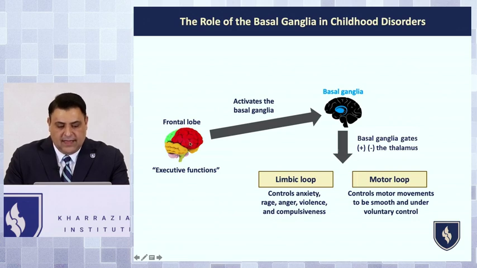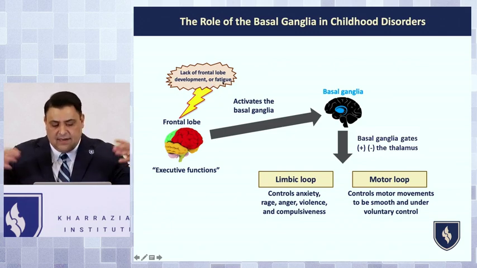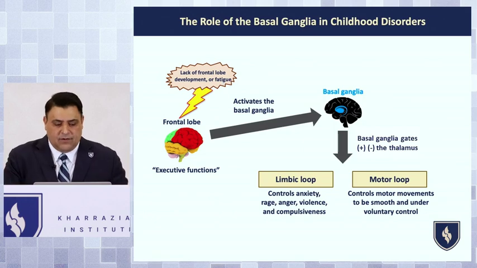So the frontal cortex activates the basal ganglia. Basal ganglia can gate these patterns. And for our concerns today, we're worried about these basal ganglia disorders, the indirect pathway, which inhibits these limbic responses and controls anxiety, and these motor pathways that control hyperkinetic movement. So one of the things you have to know is there's lack of frontal lobe development or fatigue of the brain, like we talked about with children that are suffering from autism. They have anxiety and violent and compulsive behaviors.